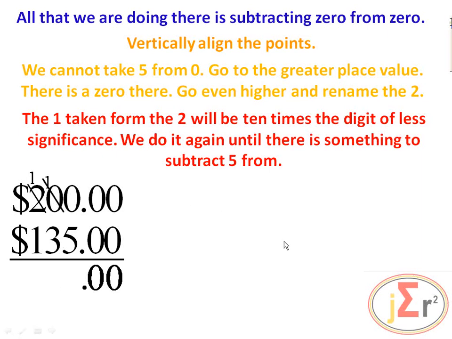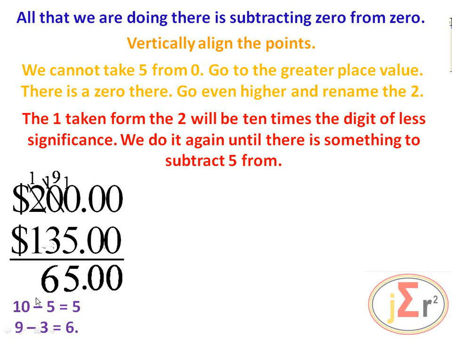And then what do we do with the 10? We take 1 from that 10 and we are going to be left with 9. And the 1 that we take here is what? 10 times the digit of less significance. Right, so we have a 10 there. So we say 5 from 10 and the result is? 5. Then we say 9, take away 3 and the result is? 6. And then we say what?